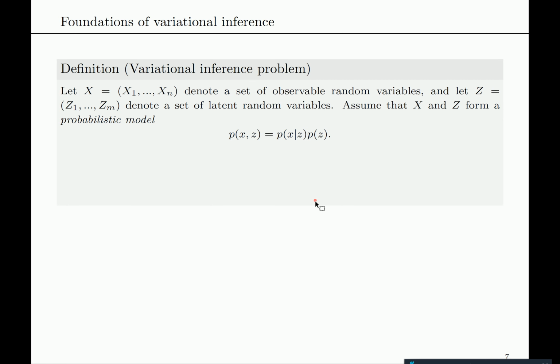So I define here what I call the variational inference problem. And this variational inference problem you can also just view as the problem of Bayesian inference if you want. It always rests on a probabilistic model. So we assume that we have a set of observable random variables x, and we have n of them, for example, n data points, but not necessarily. We have a set of latent random variables z, so z1 to zm.